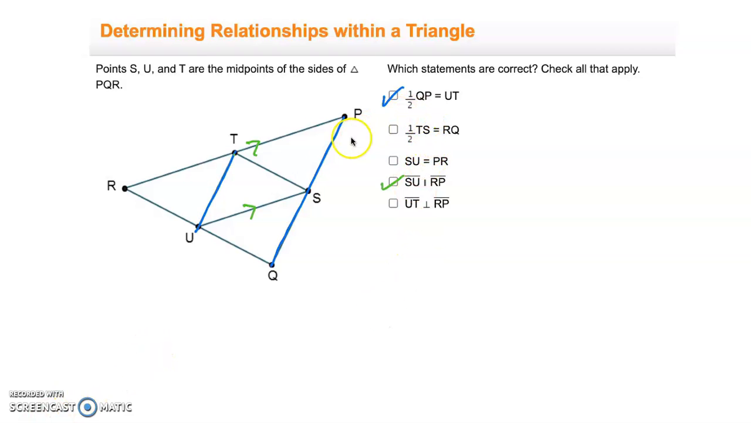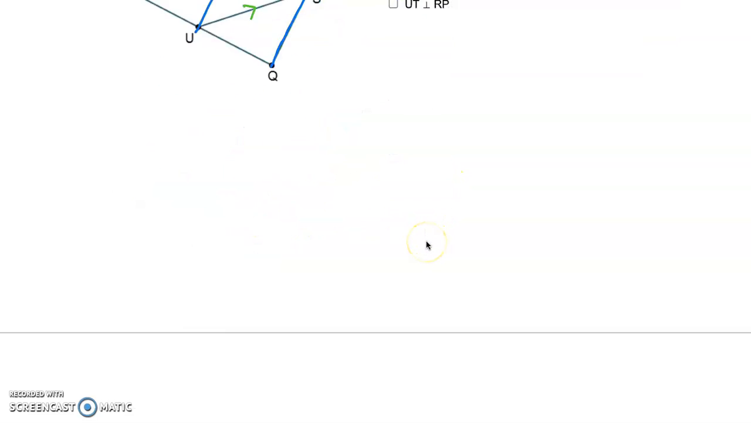All right, in this case, 1/2 of QP is equal to UT. That is true because this is a mid-segment. But this one, 1/2 of TS is equal to RQ. That's backwards. It should be TS is 1/2 of RQ. So that one's not right. SU is not equal to PR. It should be 1/2. SU is parallel to PR. That is true. We know that those are parallel by the mid-segment theorem. And UT is not perpendicular.